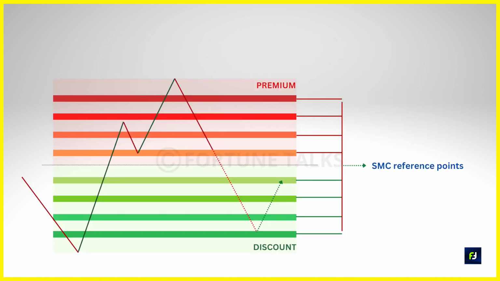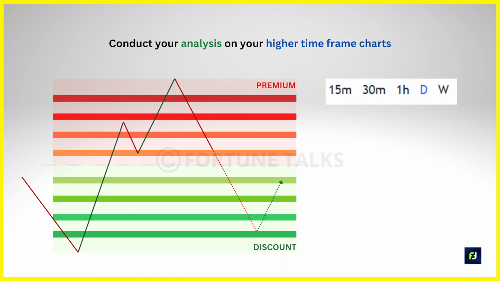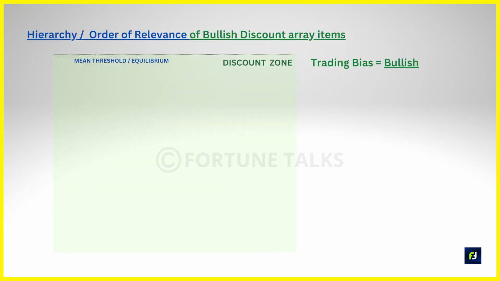Now, there is a particular order or hierarchy or relevance by which each of these array items are organized within a PD array. But before I tell you the hierarchy of array items, I want you to remember that you need to conduct your analysis on your higher time frame charts no matter what trading style you follow. It could be swing, intraday, positional, etc. But this primary analysis should be done on your preferred higher time frame. This will definitely improve the quality of the trade signals. Once you receive a good setup, you can always move down to your lower time frame charts to optimize your trade entries.